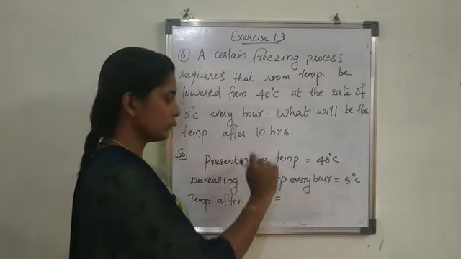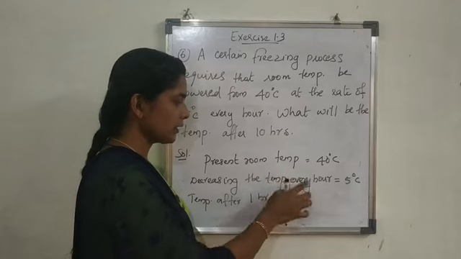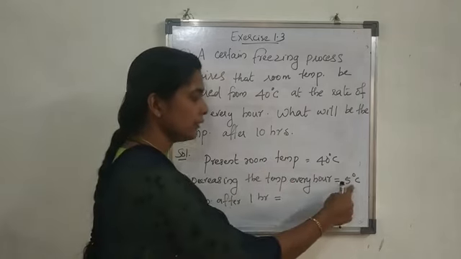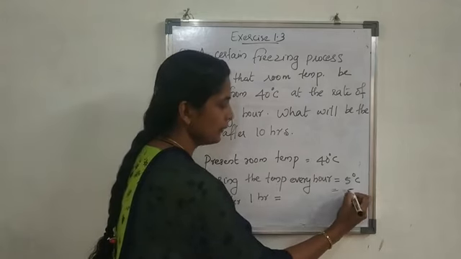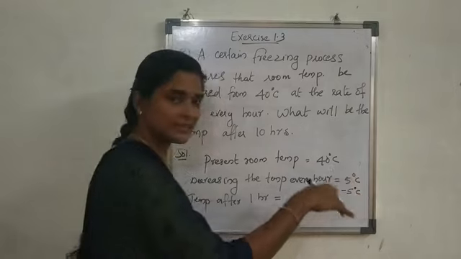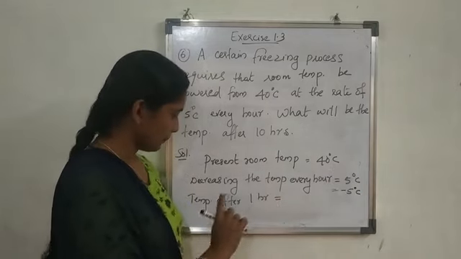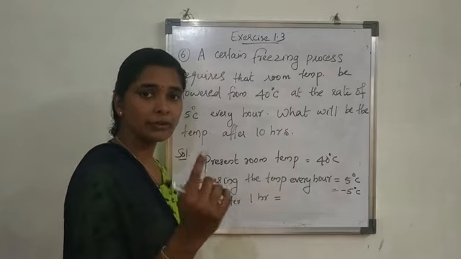Now it is 40. Present room temperature is 40. Then the temperature is decreasing every hour. The rate of decrease is 5 degrees Celsius every hour. Since it is decreasing, we can mention this by minus 5 degrees, a negative integer, that is minus 5 degrees Celsius. Then the temperature after 1 hour is how much?